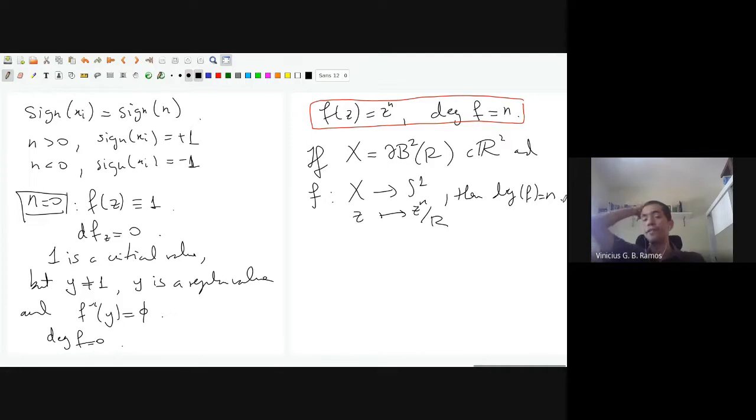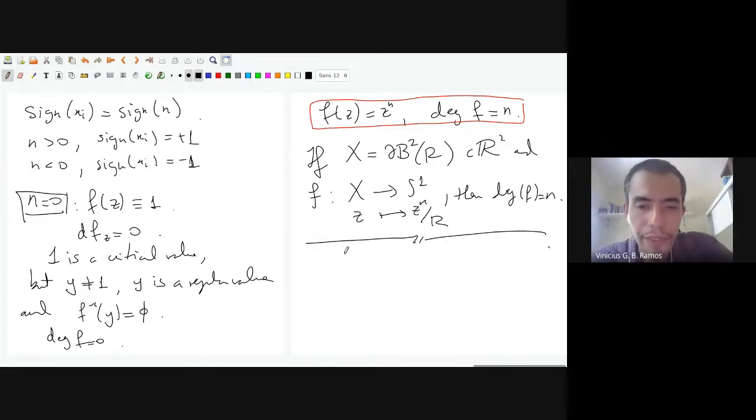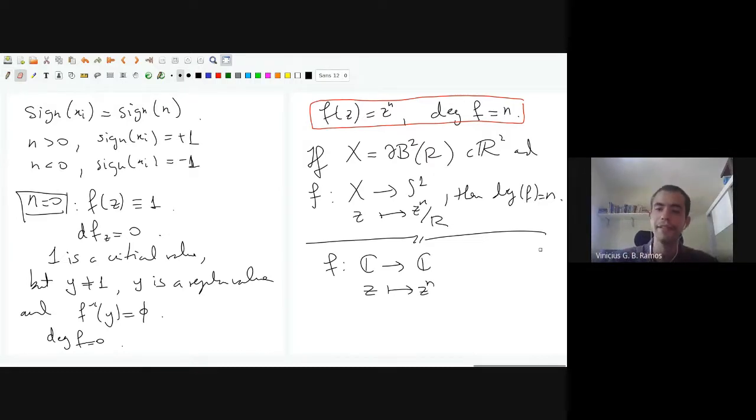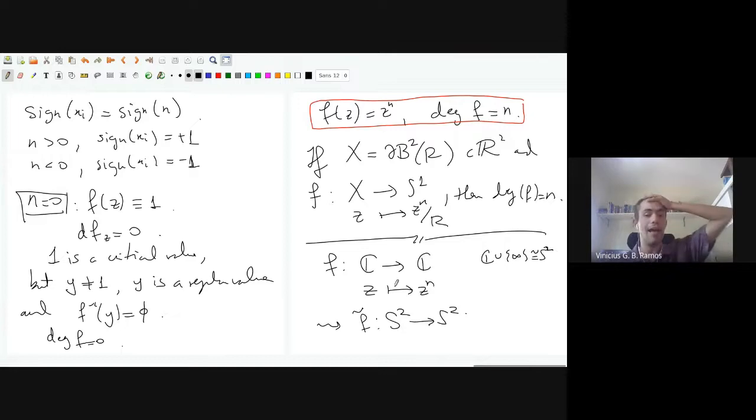But before I go into proving the fundamental theorem of algebra, which is the next thing I'm going to do, I want to try to answer Marcelo's question again. If you take the same function z to the n, you can think of it as a function from C to C that takes z to z to the n. Now you can compactify this function and get a function f tilde from S2 to S2. You can think of C as C union the point at infinity, which is S2. It's not very hard to see that you can extend this function to a smooth function from S2 to S2.